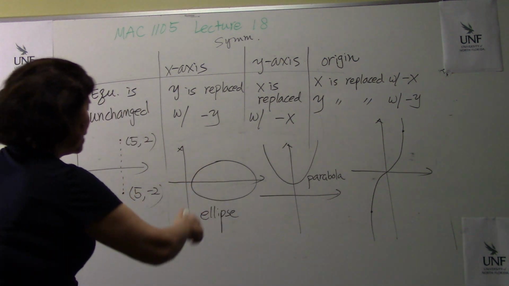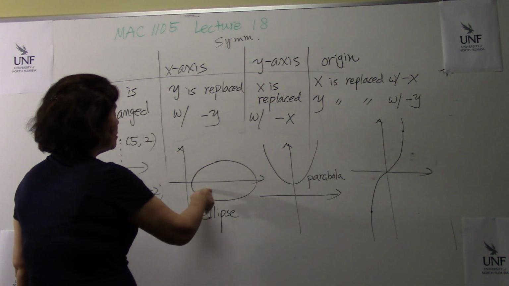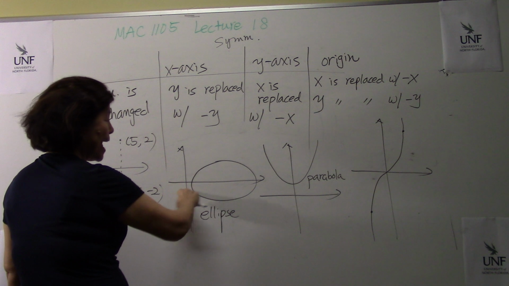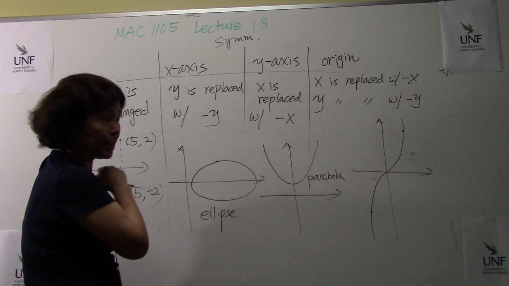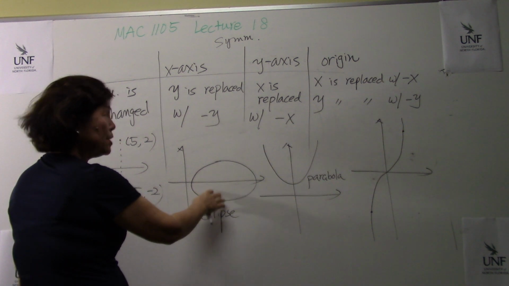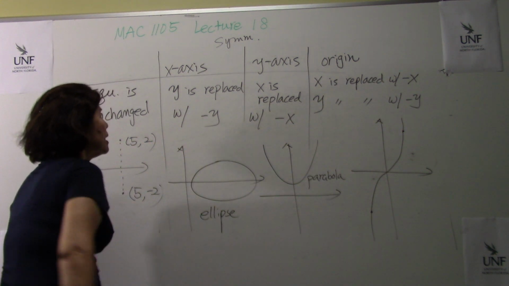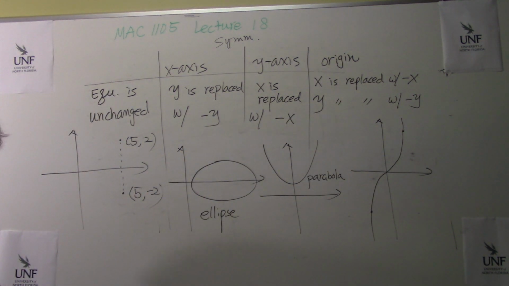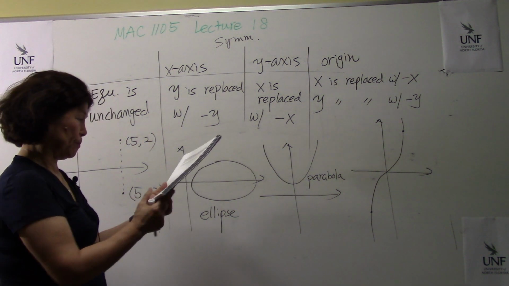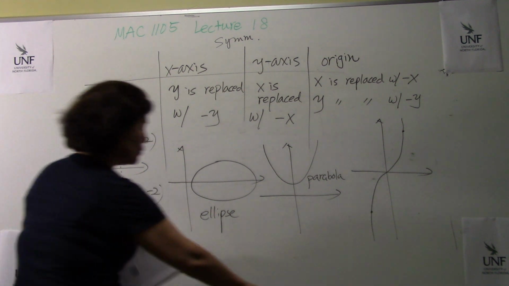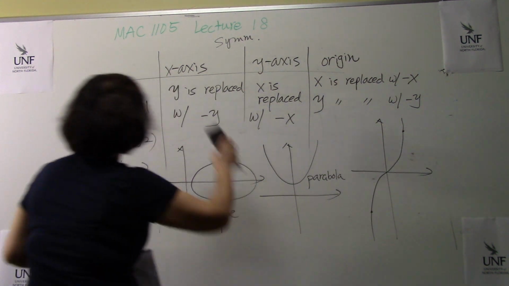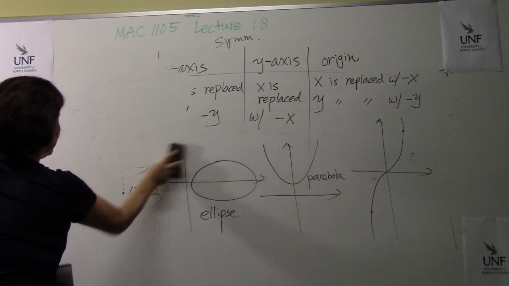Among these three types, guess what? When the graph is symmetric about the x-axis, this is not a graph of a function. So when you talk about functions, you are not going to see symmetry about the x-axis. All right? So let's go to individual function graphs over here.